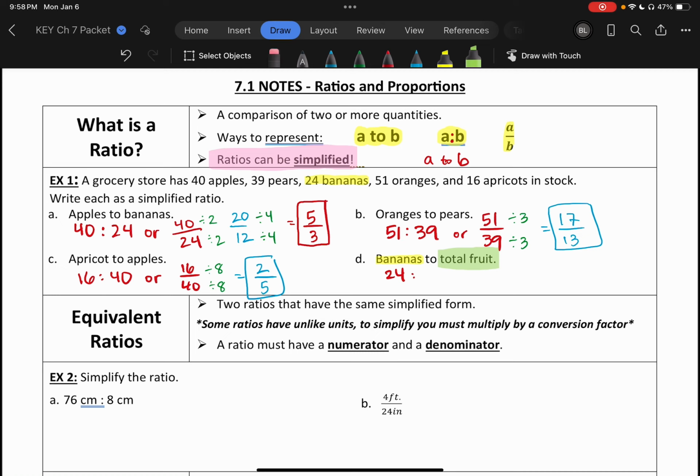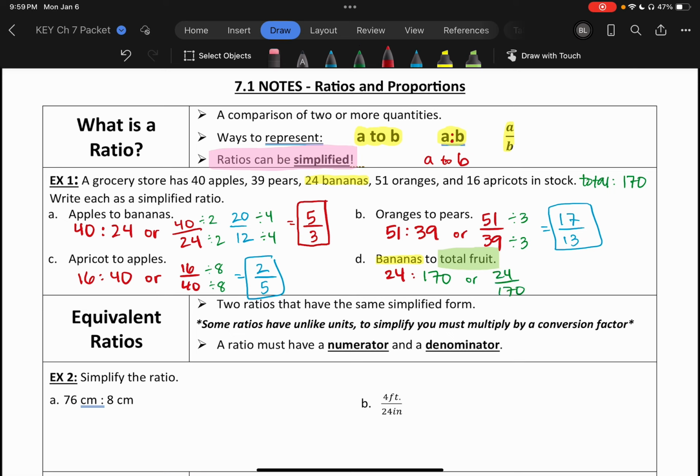If you read the question, you'll notice that they don't give you the total number of fruit. So if I want to find the total number of fruit, we're going to have to do that on our own. I'm going to have to add up all those values. So 40 plus 39 plus 24 plus 51 plus 16 gives us a total of 170 fruit. So my ratio here would be 24 to 170, right? And if we write this as a fraction, this ratio would be 24 over 170.